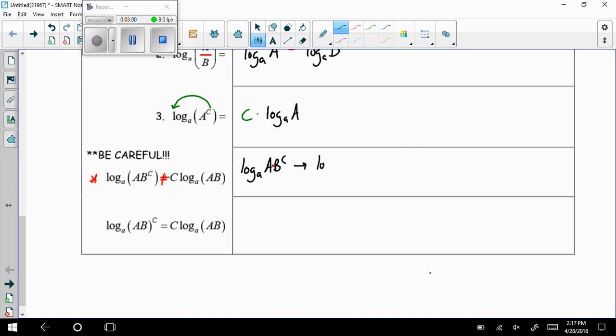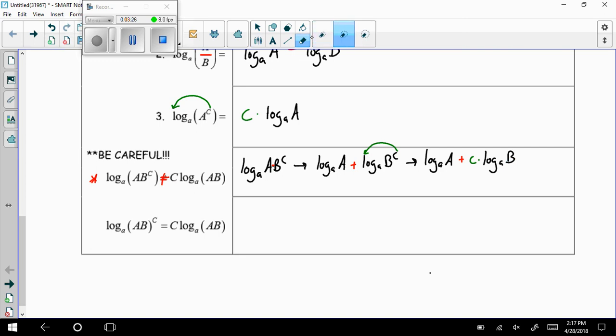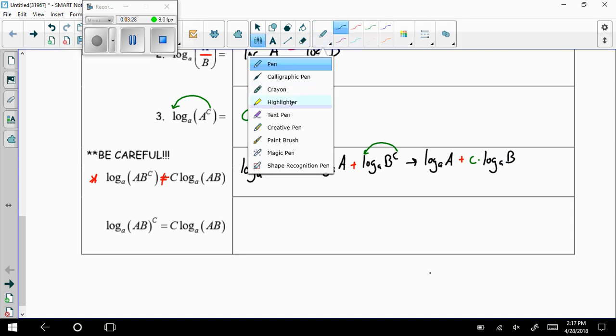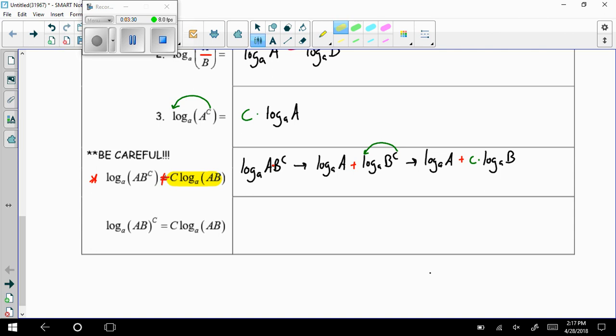So I can rewrite this as log base a of a plus log base a of b, all raised to the c power. And then I could take that c and write it out front. And so this would give me log base a of a plus c times log base a of b. And so if you can see, this is not equivalent to this. So that's a very different scenario.